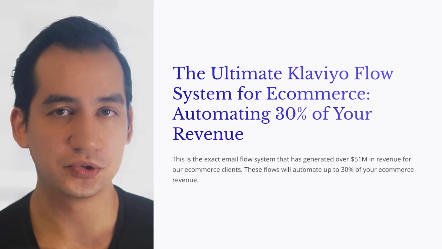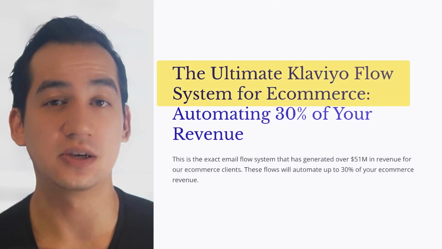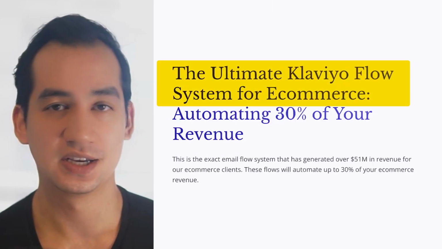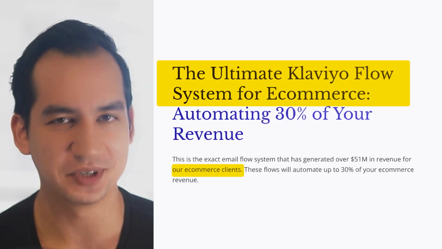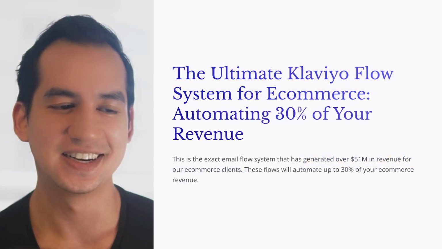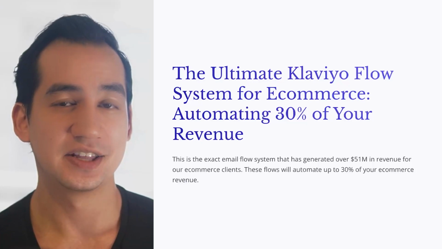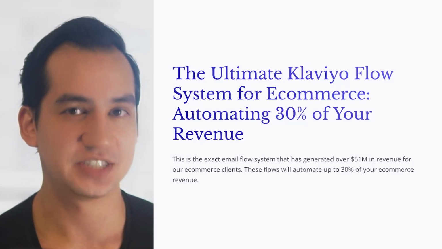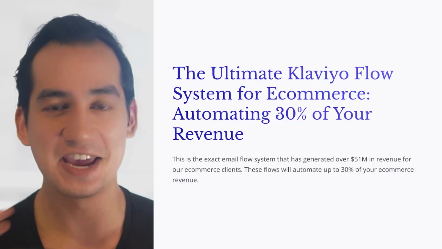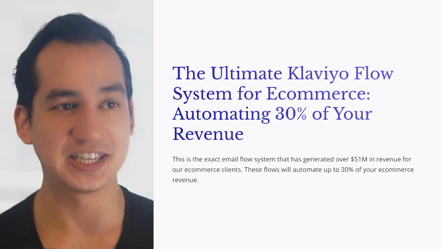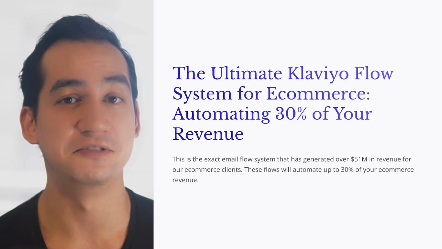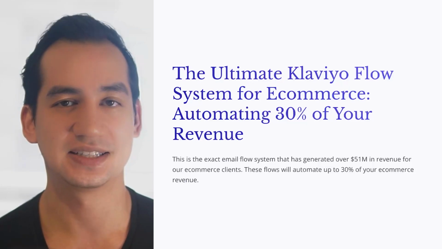All right, what I'm going to be doing in this video is going over the ultimate email flow system that we've used to generate over $51 million for our e-commerce clients. What went into that is the optimizations we've compiled over the past few years, especially with the 8-figure brands that we work with who are spending tons of money on ads. It gives us a lot of customer data to see what really works.